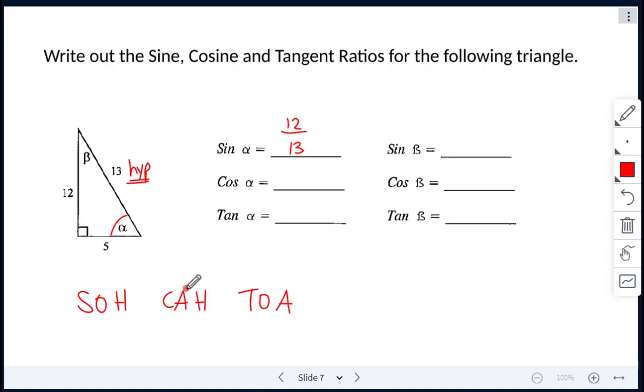Next is our cosine ratio. Our cosine ratio is adjacent divided by hypotenuse. This is our adjacent side, so it would be 5 over 13. And lastly is tan of alpha. Tan is opposite divided by adjacent. Opposite is 12, and adjacent is 5, so our ratio is 12 over 5. Those are our three ratios for this triangle.